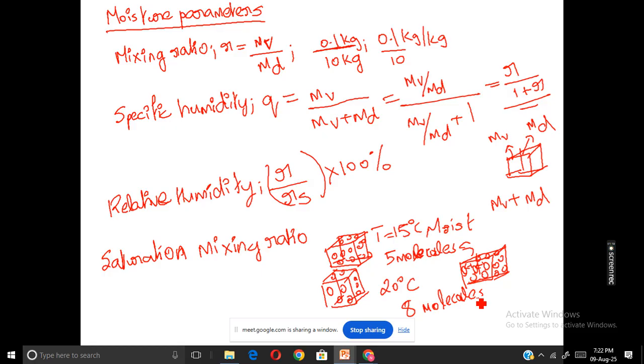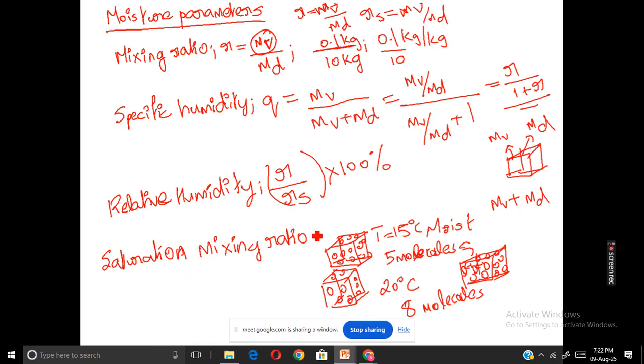So saturation basically shows you the maximum amount of water vapor that a given air parcel at a given temperature can hold. So the saturation mixing ratio gives you the maximum amount of water vapor that this particular dry air parcel can hold. So r is just how much is there, and rs gives you what is that maximum amount.